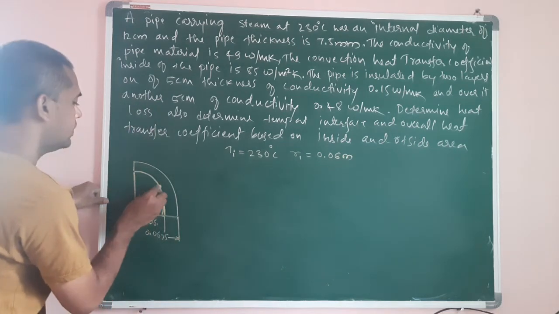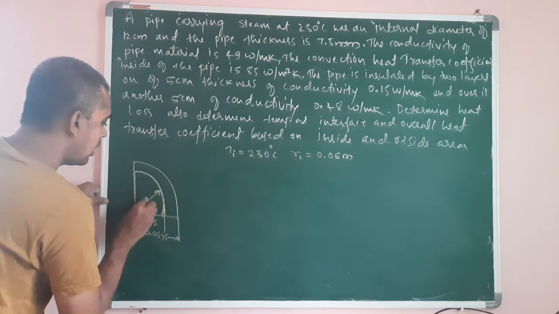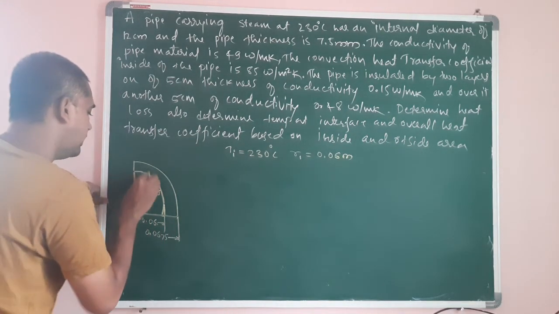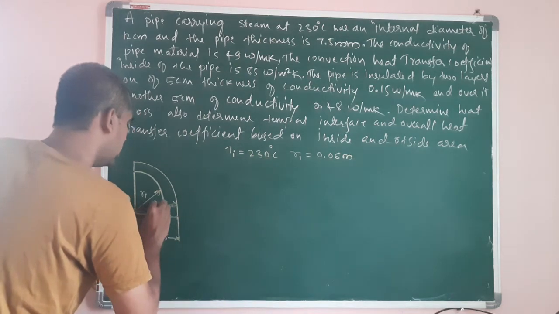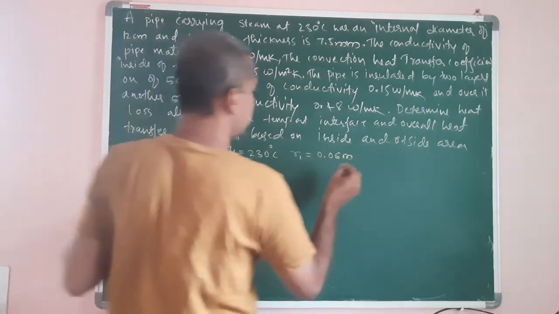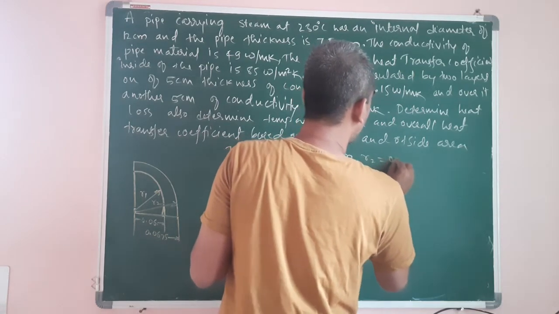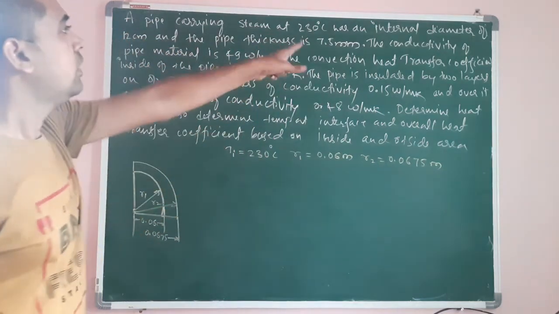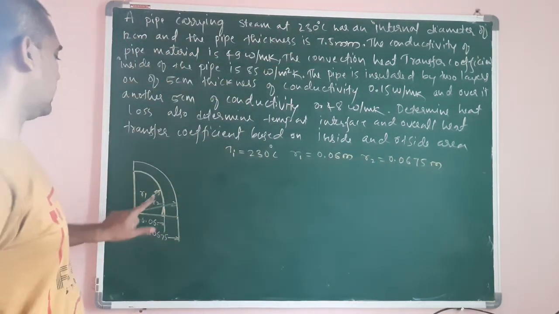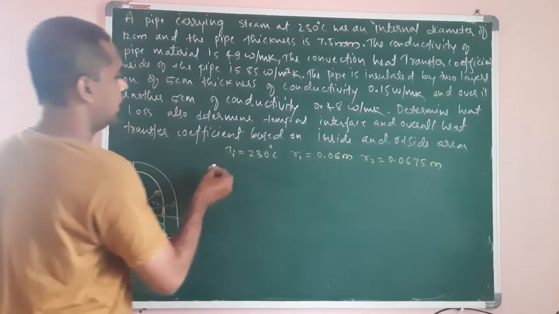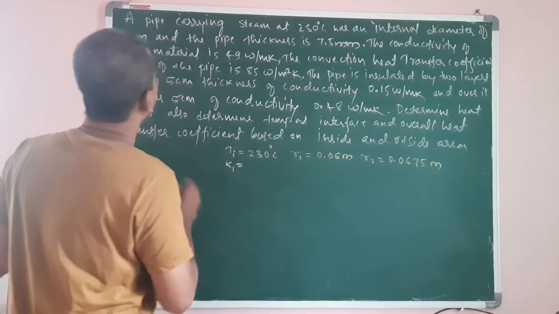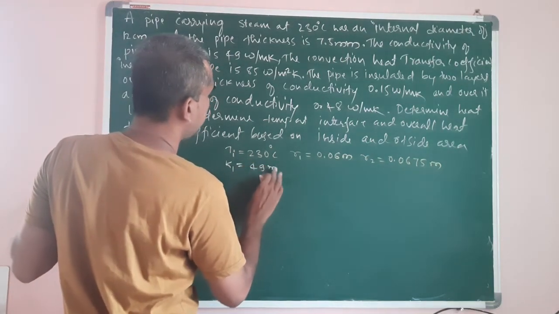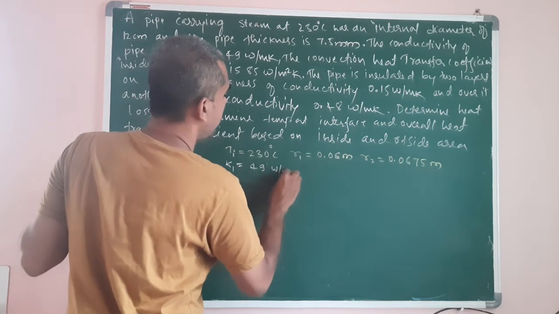Okay, therefore if this is radius R1, and this radius is R2, with R1 equal to 0.06, R2 will be equal to 0.0675 meter. The thermal conductivity of this pipe, we will call it K1, is 49 watt per meter Kelvin.